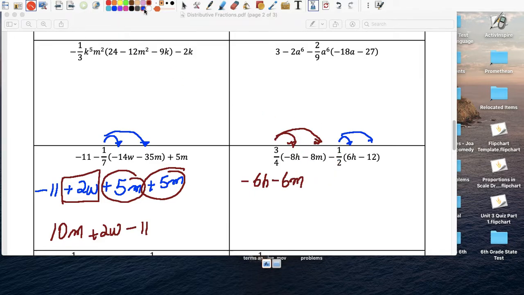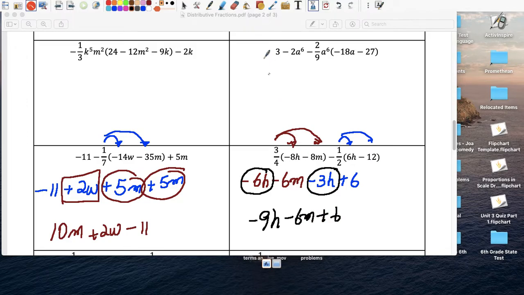And then the second distributive property is negative a half times 6. What's a half of 6? It's negative 3. Don't forget the h. Negative times a negative is a positive, and a half of 12 is 6. Is there anybody to combine? Yes, there is. There's this negative 6h, which I'm going to combine with a negative 3h. Negative 6 and minus 3 is negative 9h. And then the negative 6m and the plus 6. And that's it.